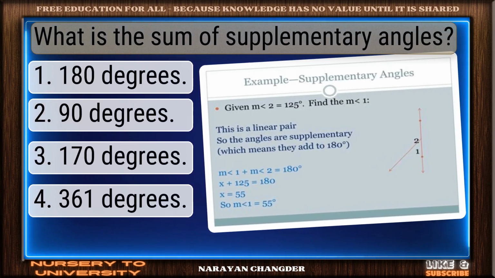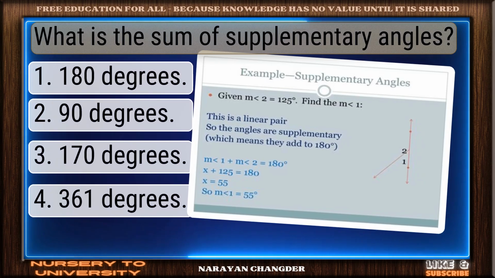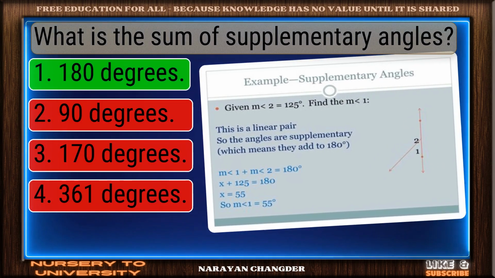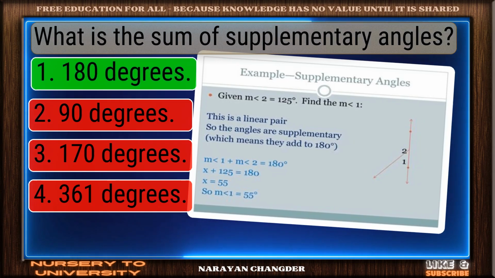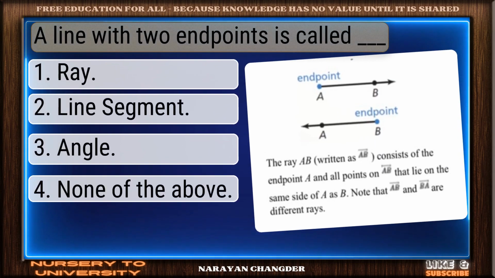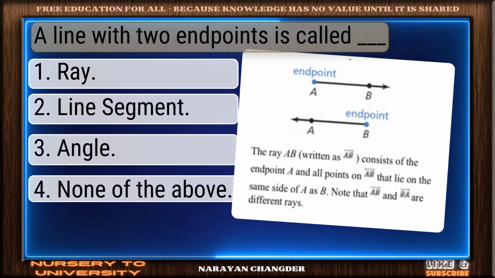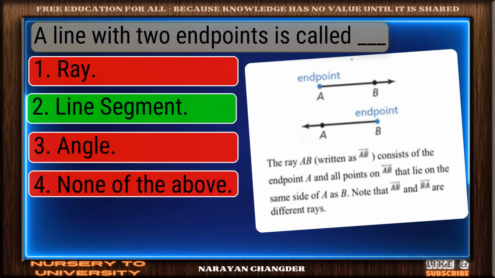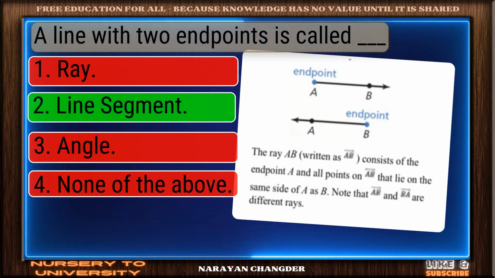Question number 233. What is the sum of supplementary angles? Good job. Your answer, 180 degrees, works well here. Question number 234. A line with two endpoints is called dash. Good thinking. Line segment is the right answer.